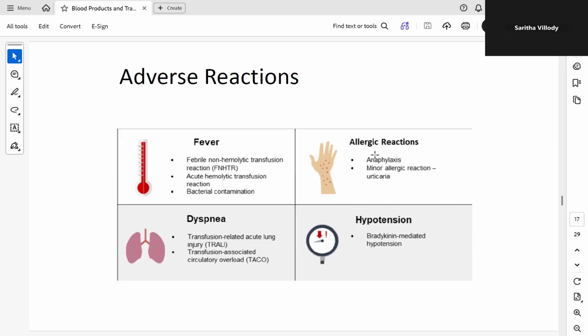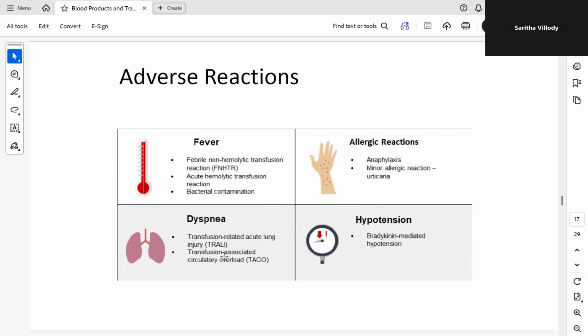Second one is allergic reaction or anaphylactic reaction. It could be a minor reaction like urticaria or rashes on the skin, to severe anaphylactic shock. That is why it's important that you stay with the patient for the first 15 minutes. If anaphylaxis is going to happen, it will happen right away. The blood is in the system. So stay with your patients.